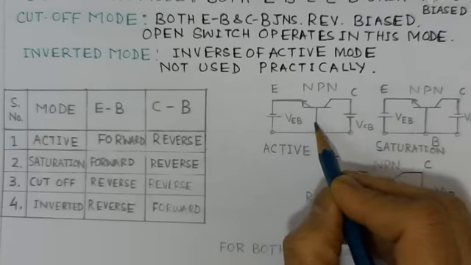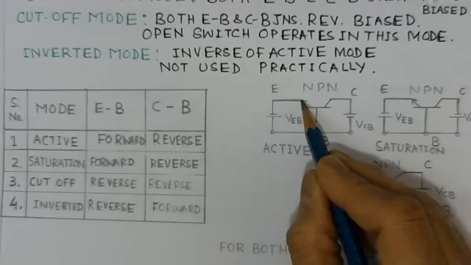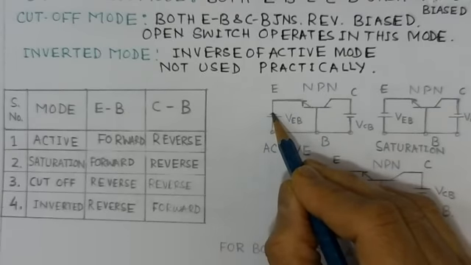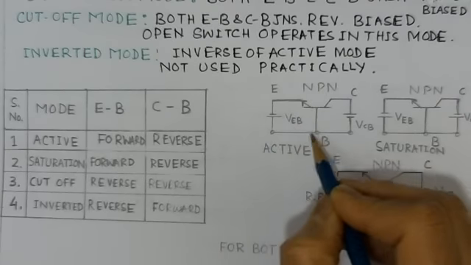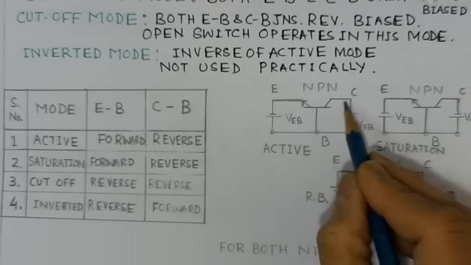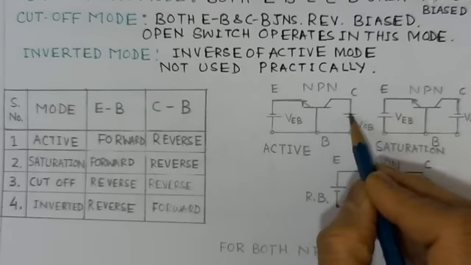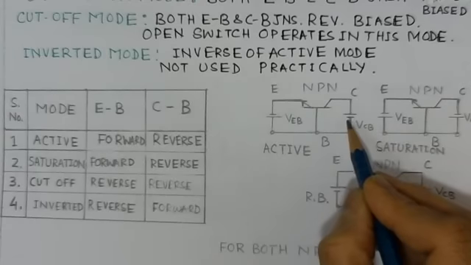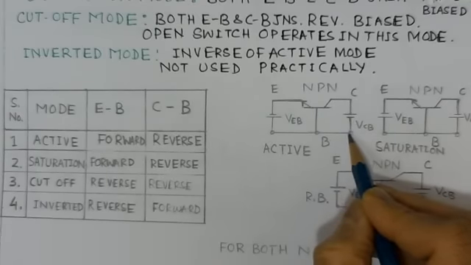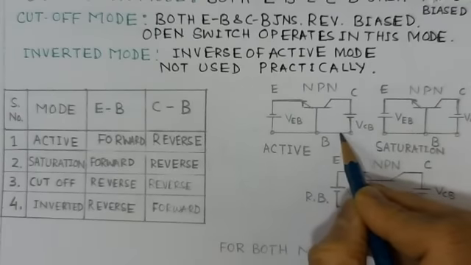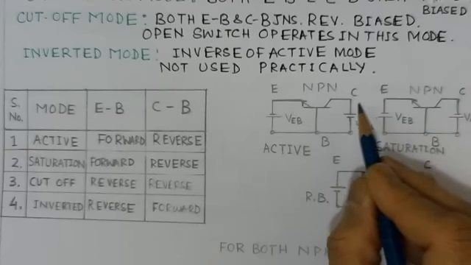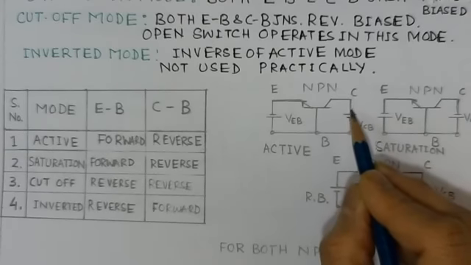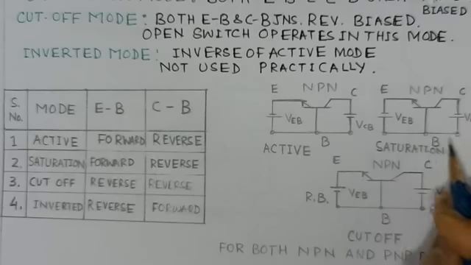Since it is an NPN transistor, this N is given a negative supply terminal here and the P being positive, so this is a forward bias. Similarly, the collector is N here, it is given a positive supply voltage, and a negative supply is given to the base here, which is P. So this junction is a reverse bias junction.